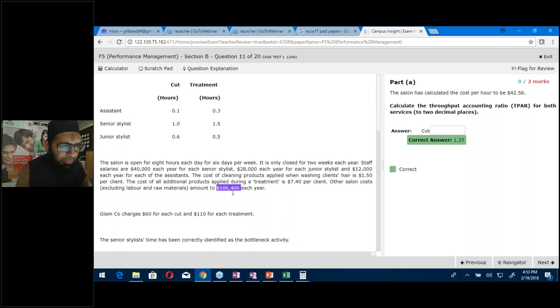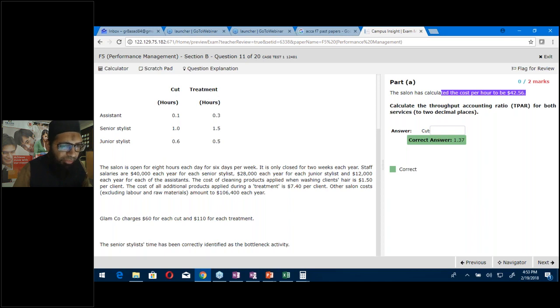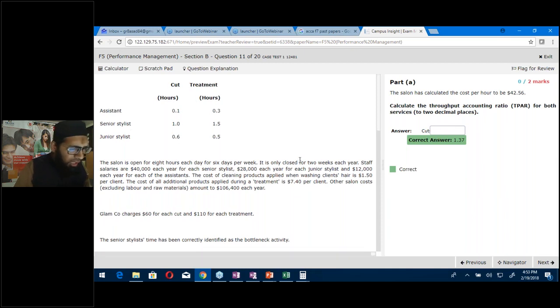Now we have already been provided with the cost per hour of 42.56. In the question, we have been told that the cost per hour is 42.56. So to calculate the throughput accounting ratio, we only require throughput per hour.